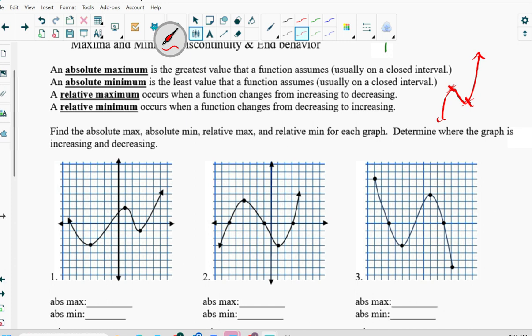And we're going to jump around and skip a few things here and there. Let's do number one together.